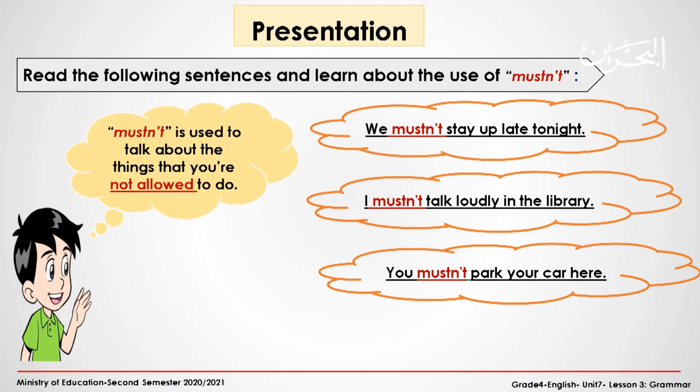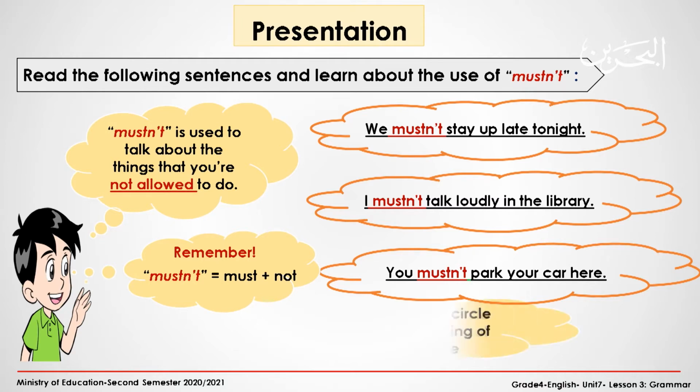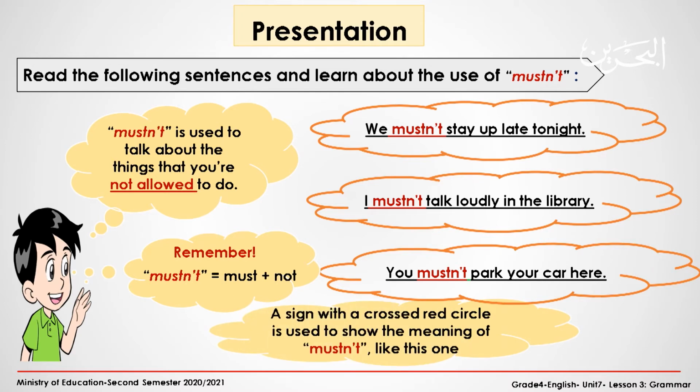Mustn't is used to talk about the things that you're not allowed to do. Remember, mustn't is must and not. A sign with a crossed red circle is used to show the meaning of mustn't, like this one.